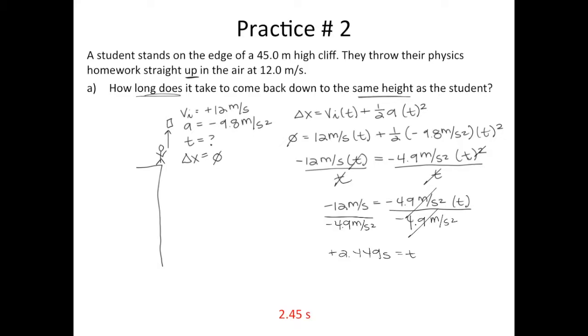So if I got a negative number, I would have known that I did something wrong. But that comes out, and that is an S. I know a lot of my S's have looked like 5. So 2.449 seconds. Okay, let's go to the next one.